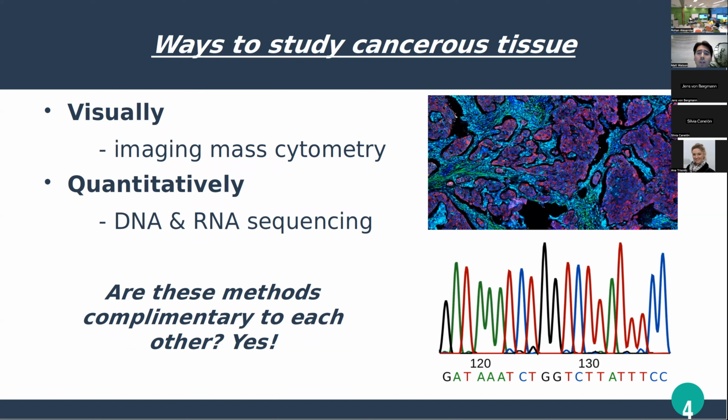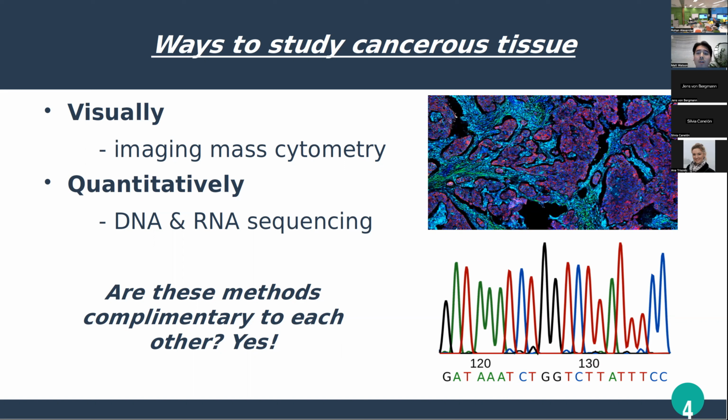So with visuals, we can do things like create very high dimensional images of our cancers. As you see on the right, we can profile them at the single cell level. We can really see the morphology, the visual architecture, how tumors are organized spatially, what cells are close together, what things interact, and so forth.